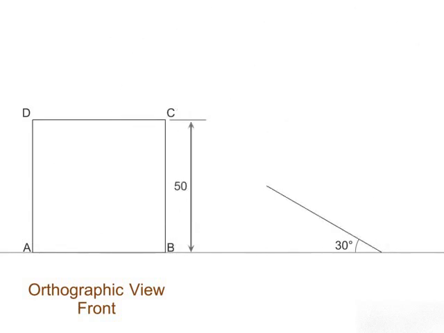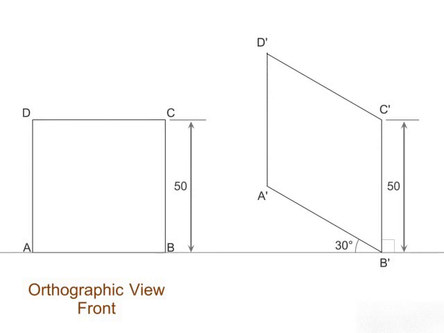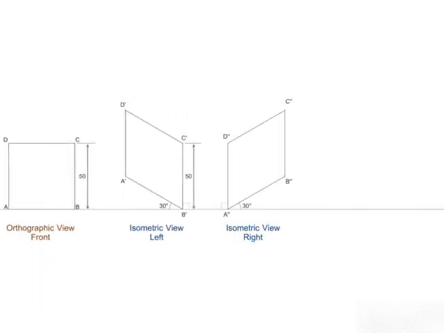Let's mark inclined lines B', A' and C', D' equal to BA and CD. The vertical lines in orthogonal views are same in isometric views. This rhombus is the isometric view of the square lamina from left side. Similarly, take a look at the views from right side and top.